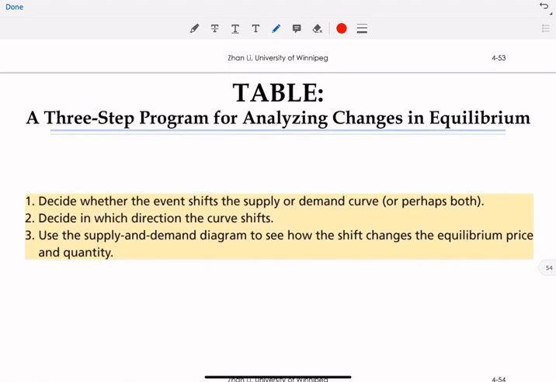I mean, for me, I don't exactly follow this three-step process. I guess I'm more familiar with this type of analysis. But for you, as a beginner, maybe it's a good idea to follow this three-step process.